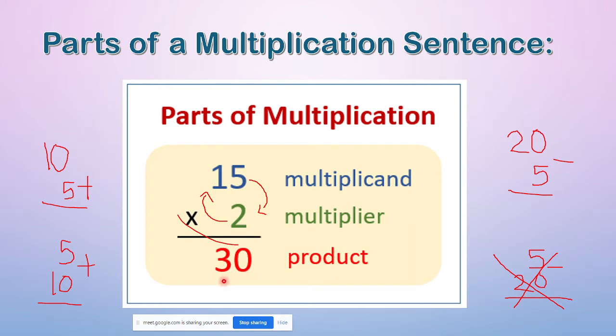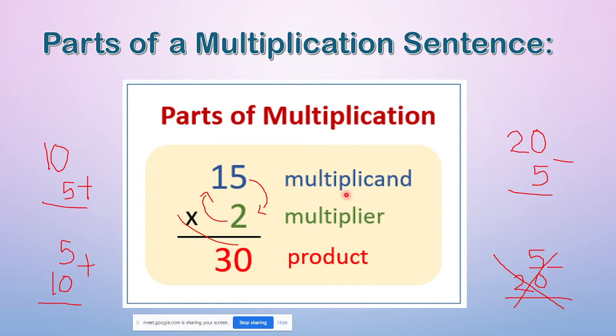Now, the next number is 30. This one is the answer. And the answer in multiplication is called product. Product.